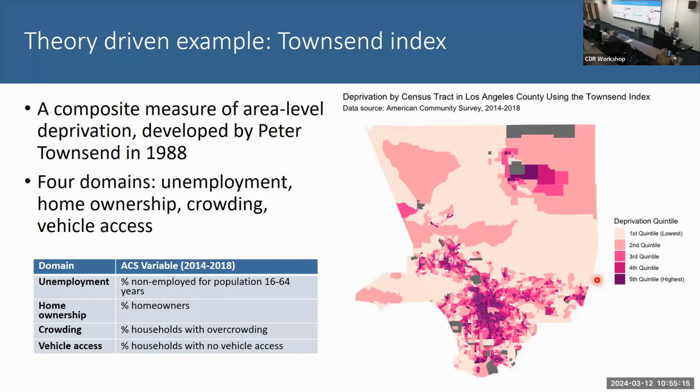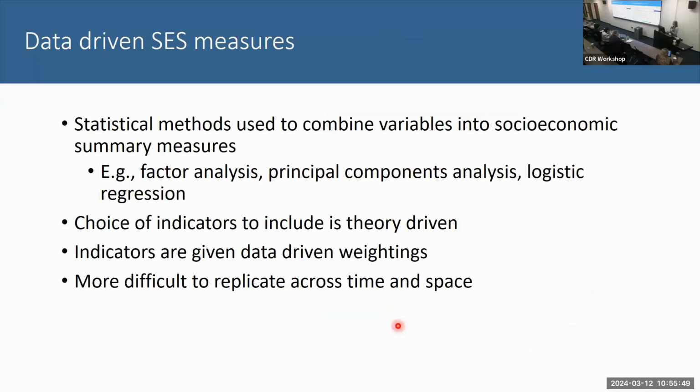So I replicated this index using American Community Survey data from 2014 to 2018. The variables are in this table here. And I have, again, made quintiles of the variable and mapped them in Los Angeles County. So already you can see that the distribution of deprivation is different to the distribution of poverty. And at the end, I'll show all of the maps together so you can compare. So you can also see here that South LA again has high deprivation.